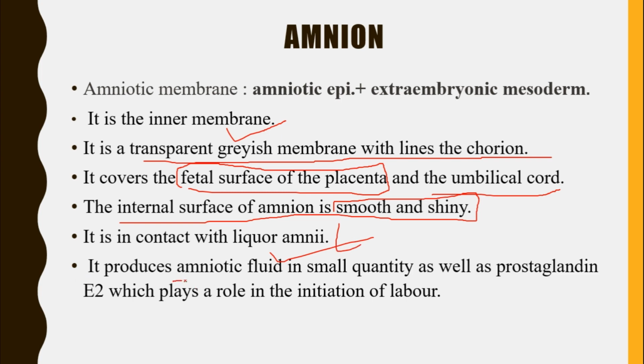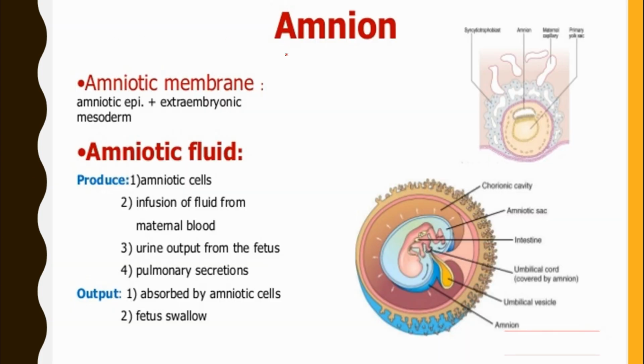It produces amniotic fluid in small quantity. Okay, this amnion will produce amniotic fluid in small quantity, as well as prostaglandin E2, which plays an important role in initiation of labor. That means both these fetal membranes, amnion and chorion, help in the production of prostaglandins and oxytocin, which help in the initiation of labor or the contraction. Okay, so this is about the amnion. This is the structure of amnion.